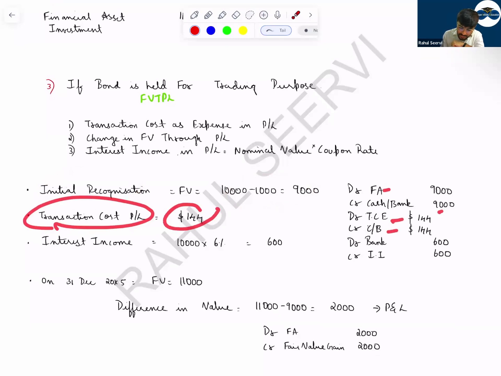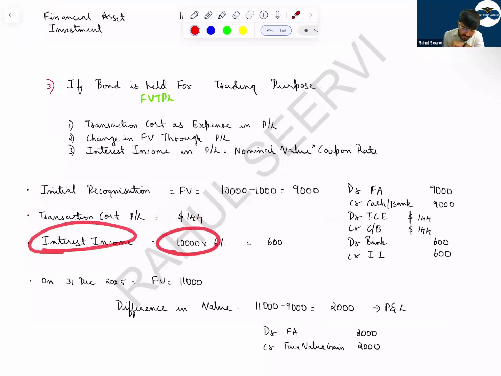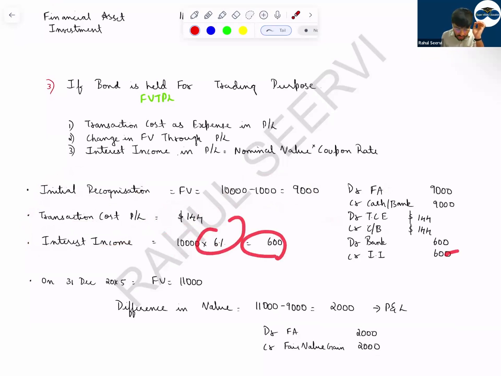Transaction cost directly into P&L, you will take it. You are paying this and directly you will take this into the P&L. Then interest income, sir. Interest income is based on the face value, nominal or par value, into 6%, that is 600. You record it as an income.